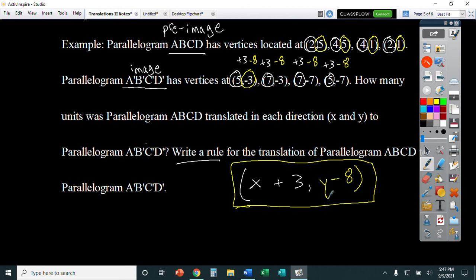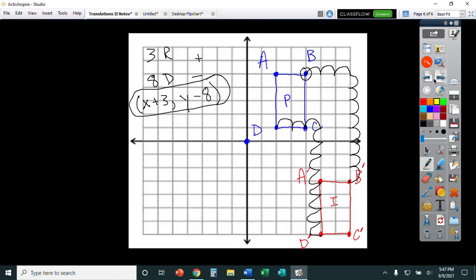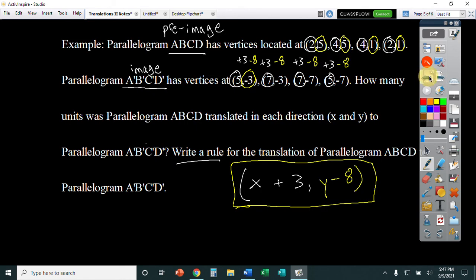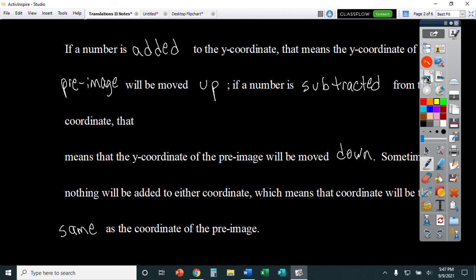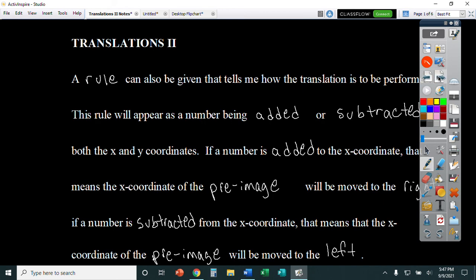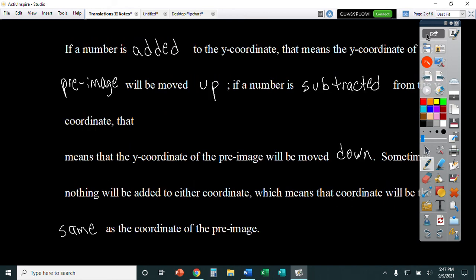So one is mathematical and one is by graphing or visual or however you want to call it, okay? And that's all there is to it. That's the last thing I wanted to show you. When you have a rule, how to use the rule and how you can figure it out both mathematically and graphically.